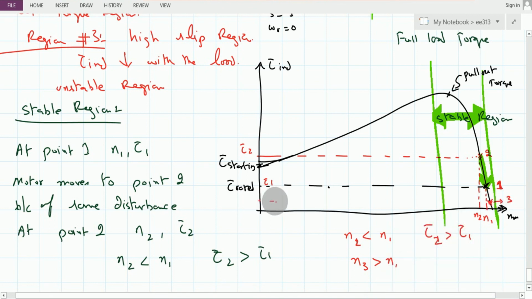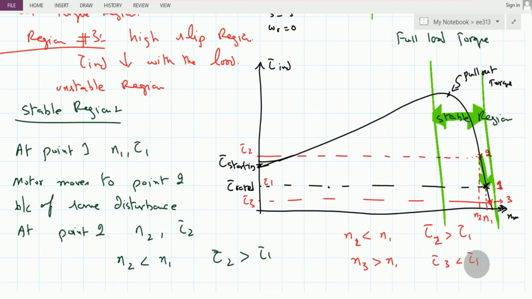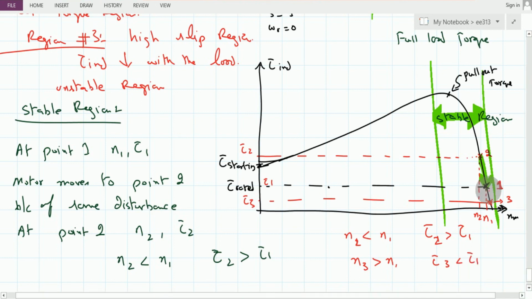However, at this particular point, this T3 is less than this torque 1. So what will happen? The motor has a torque which is less than the torque which was previously available. However, the speed of the motor is high, so it will increase the torque and it will come back to this particular point number 1. So therefore, this region of the torque speed characteristics of an induction motor is known as the stable region.